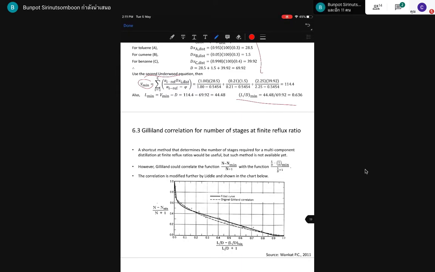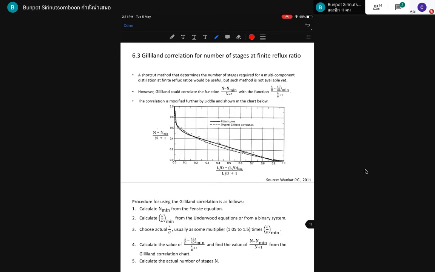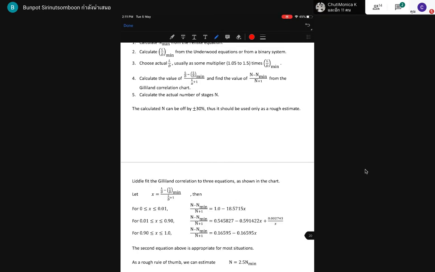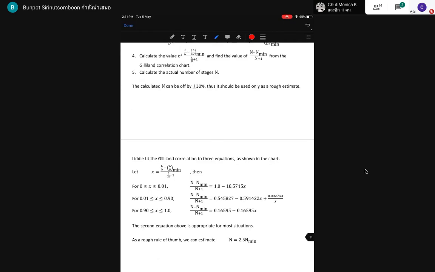Use that information to find the actual N. Or if you don't like the chart, don't like the graph, then you can use these equations here. These equations are fitting equations, the equations that fit the graph from before. Okay, so you can do that.